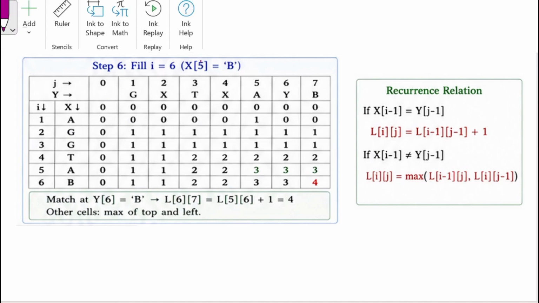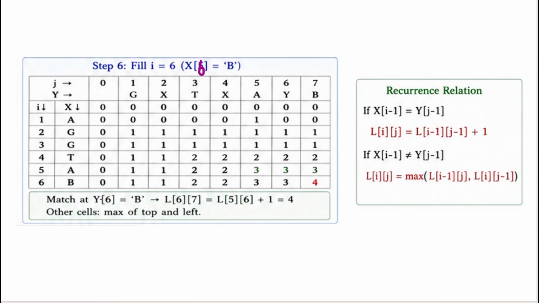So finally, the sixth character of X is B. We compare the B with all the characters of Y. Finally, we find that the seventh character of Y matches the sixth character of X, B. So that value is the diagonal value plus 1. So 3 plus 1 is 4.